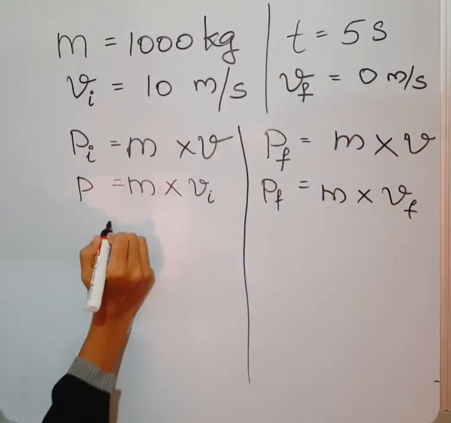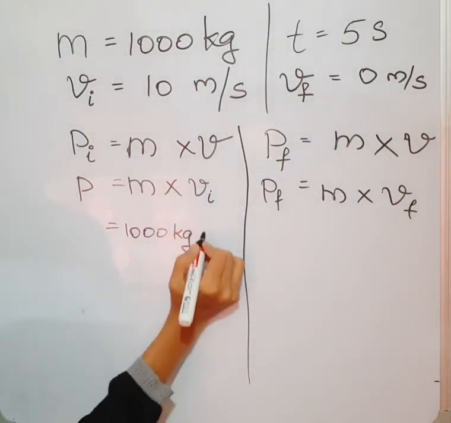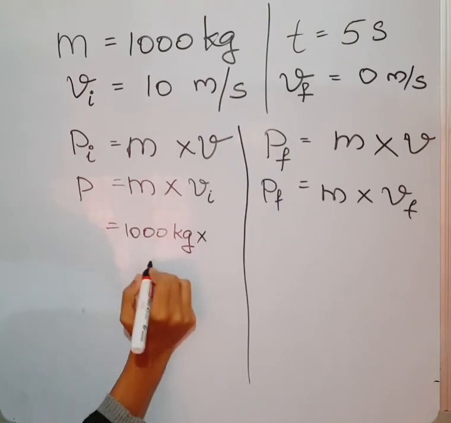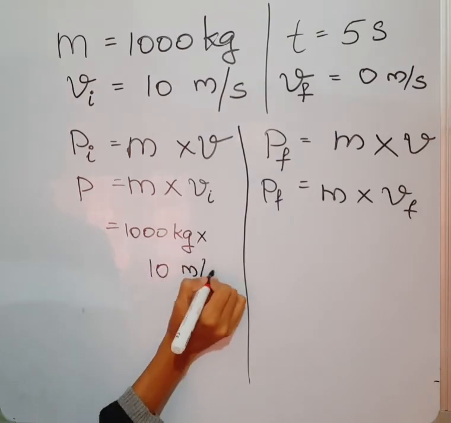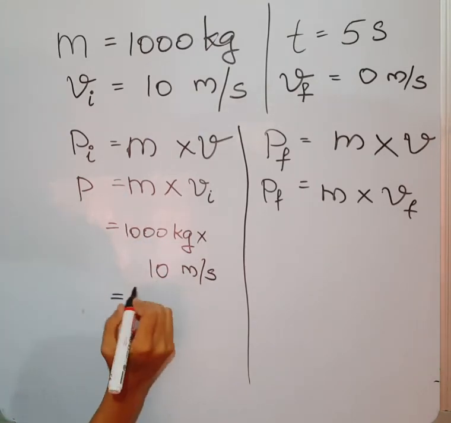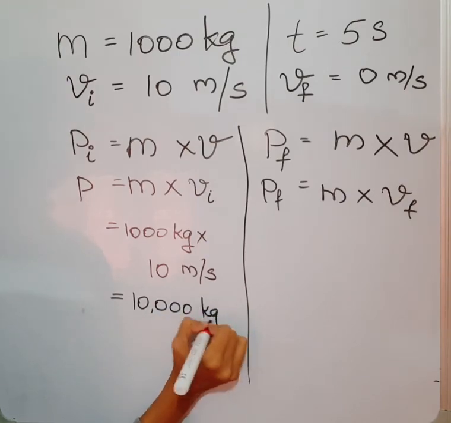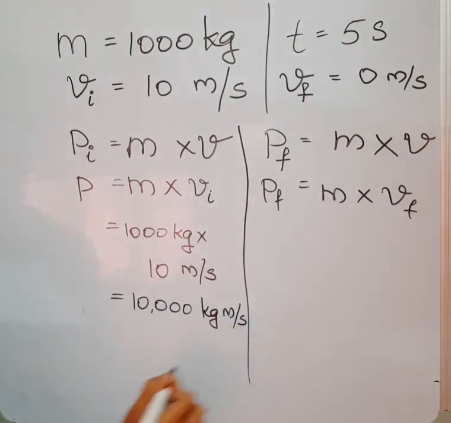Let us do it. Mass is 1000 kilograms and initial velocity we know is 10 meter per second. All the units are standard. You can just multiply. So 1000 into 10 is 10,000 kilogram meter per second.